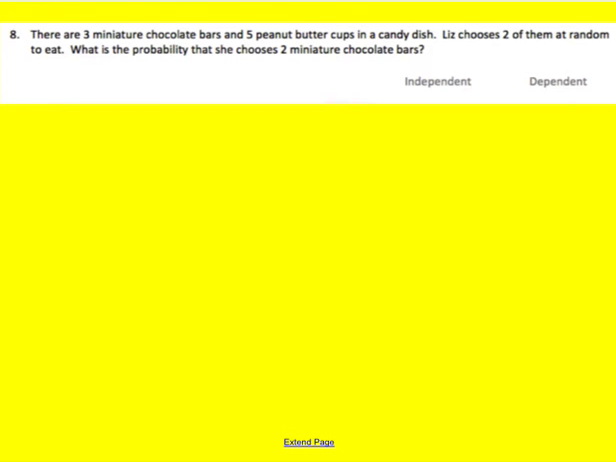Let's take a look at number 8. So for number 8, there are 3 miniature chocolate bars and 5 peanut butter cups in a candy dish. Liz chooses 2 of them at random to eat. What is the probability that she chooses 2 miniature chocolate bars? Again, this is dependent. If we take out a miniature chocolate bar, we're going to eat it. We're not going to put it in there.